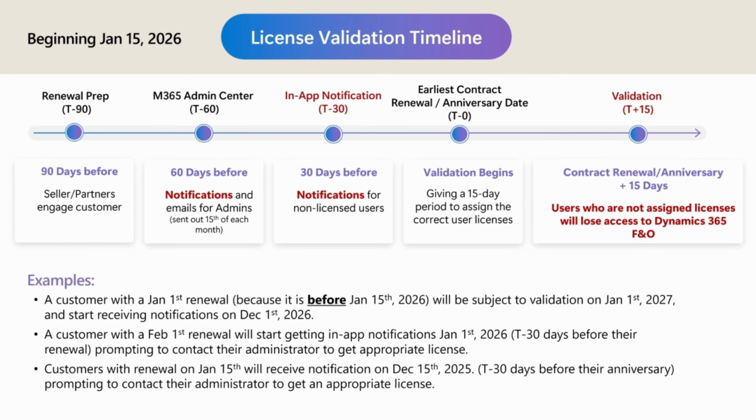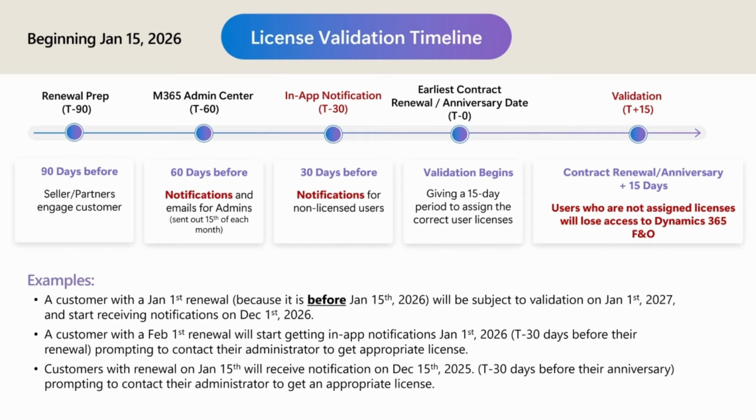Every customer has licenses purchased. They have a contract date, sometimes called renewal or anniversary date, and based on that, this validation will kick in. We suggest that at least 90 days before, customers start preparing and look at their license usage. You don't need to wait for 90 days. You can always start today.